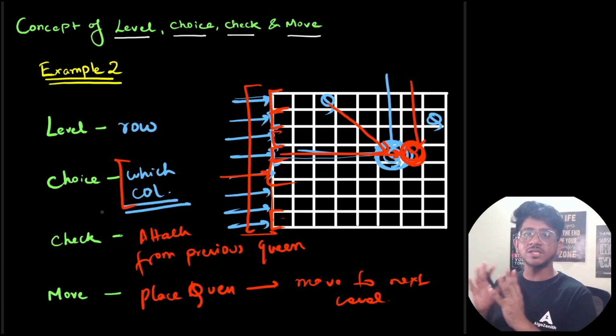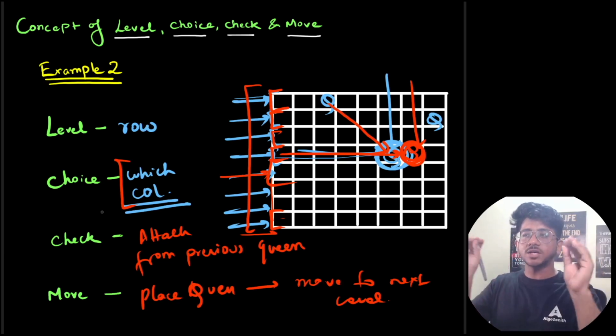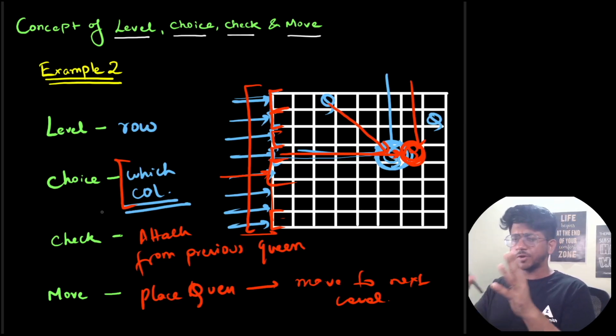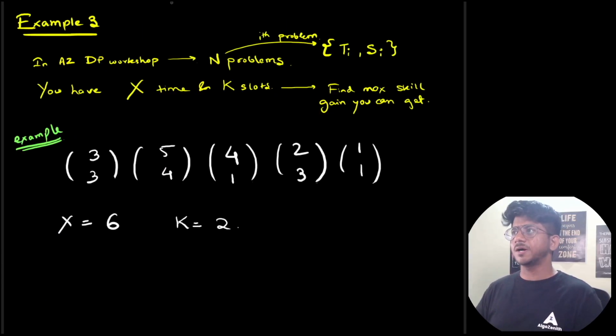Anyways, I'm going to explain all of these things in detail. Just try to understand what level, choice, check and move mean for now. We're going to explore these in depth when we code them in the next video. But for this one, just try to understand how the level, choice, check and move works. That's for this N Queens problem for now as a modeling. Let's take up another problem.